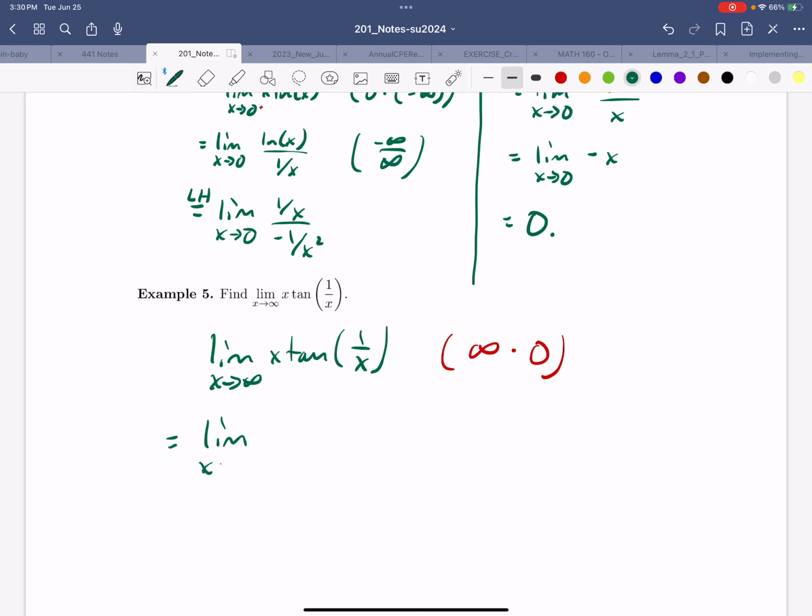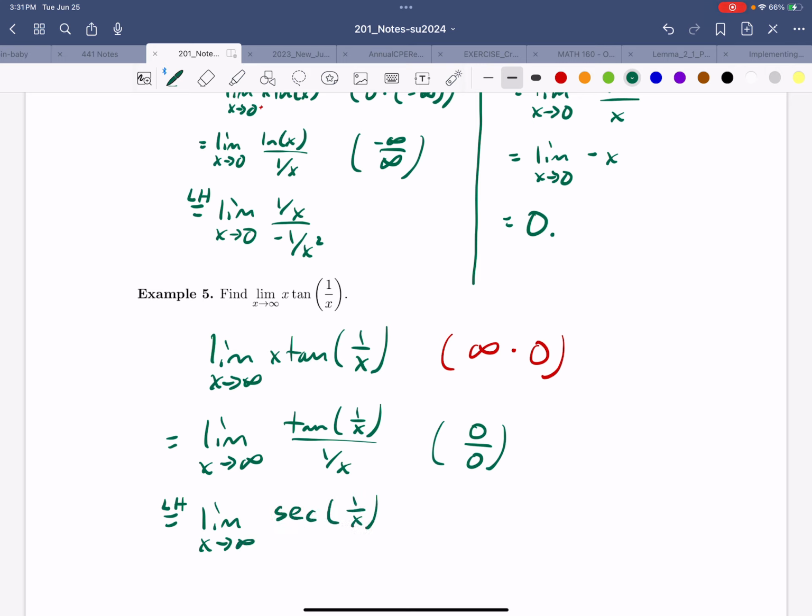We can't use L'Hopital's rule yet, so we, again, divide by 1 over x. And now we get 0 over 0, and now we can use L'Hopital's rule. The cool thing about this is that we have to use the chain rule on the top. Now, what's so cool about using the chain rule? Well, it's that the derivative of 1 over x on the top equals the derivative of 1 over x on the bottom. So they cancel out quite nicely. You like that, right?